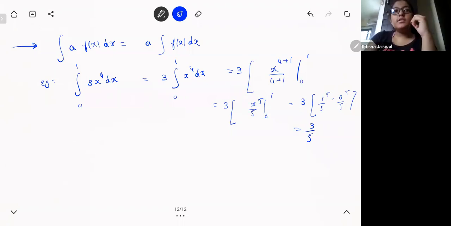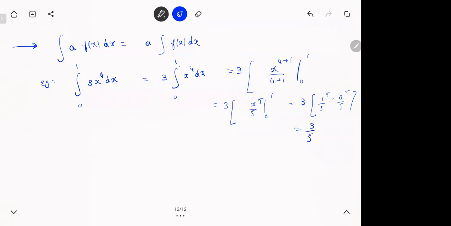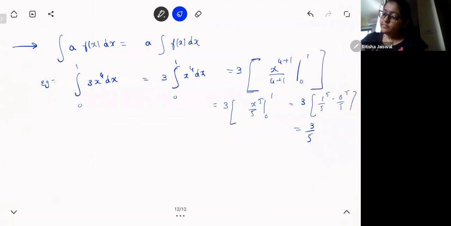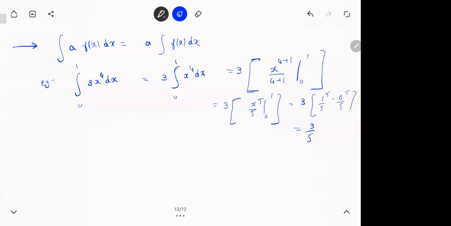Sir, in the third step, that sign after 3, that's the integral sign, right? No, that is a bracket. Okay. Integration is over. The moment you get x power 4 plus 1 by 4 plus 1, integration is over.